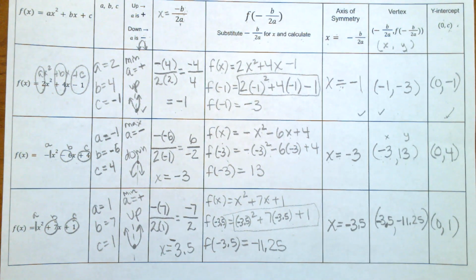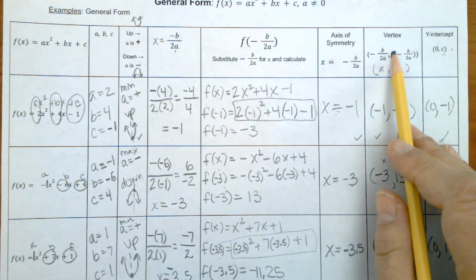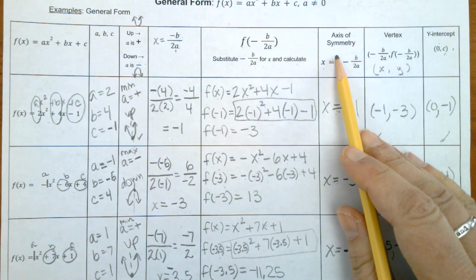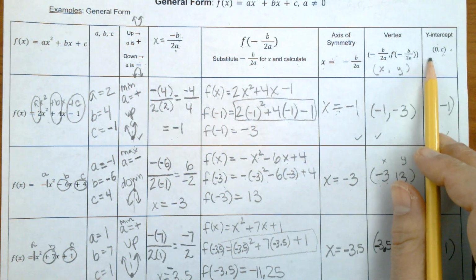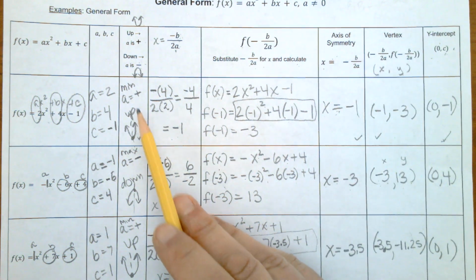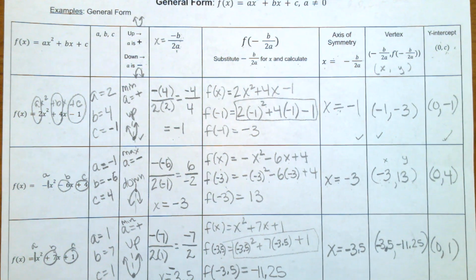But this is it for me. This has been general form, how to find our vertex, our axis of symmetry, our y-intercepts, if it opens up or down, if it has max or mins. I hope it helped.